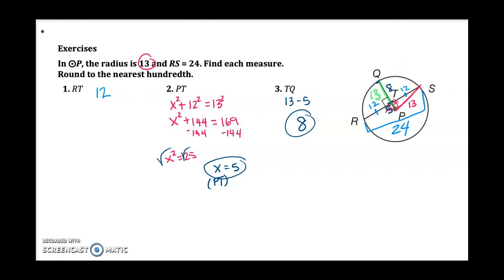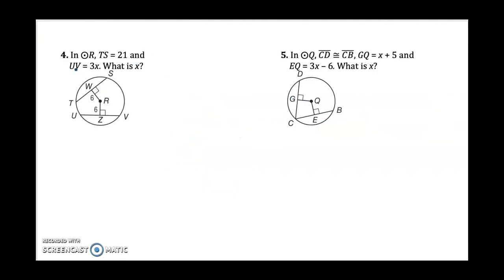The next two problems are pretty quick and straightforward, so we're going to keep going. Number 4, in circle R, TS equals 21, UV equals 3x. What is x? If we look at our diagram, it tells us this is 6 and this is also 6. So what's true about these chords if the distance from the center is the same? It means the chords are equal, so I can set these two things equal to each other. 3x is equal to 21. Easy to solve, just divide by 3, and you get that x is equal to 7.